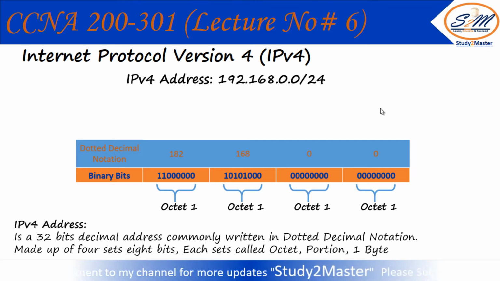So how do we divide it? 192 corresponds to 11000000, and likewise the next portions. So these 4 portions give a complete view of the IP address and how we convert a decimal address into a binary address. An IP address is a 32-bit address commonly written in dotted decimal notation, made up of 4 sets of 8 bits. Each set is called an octet, or portion, or 1 byte.